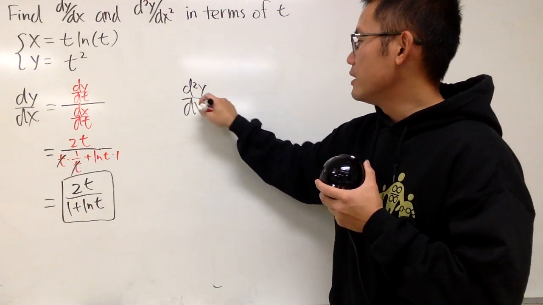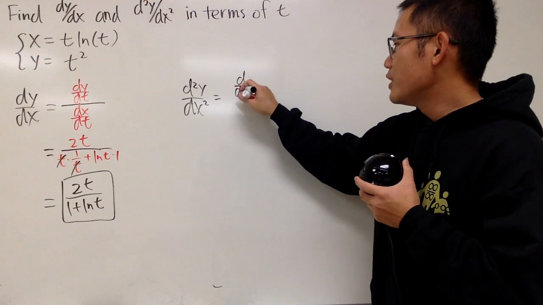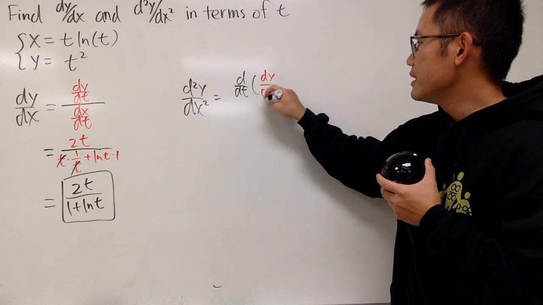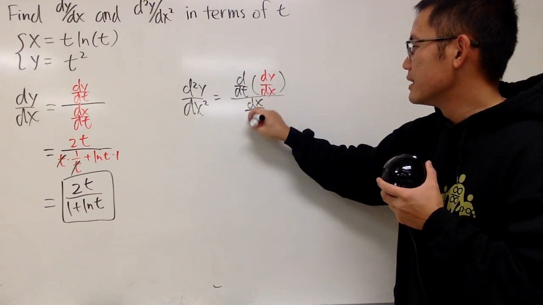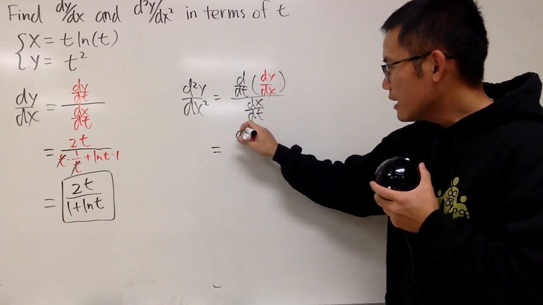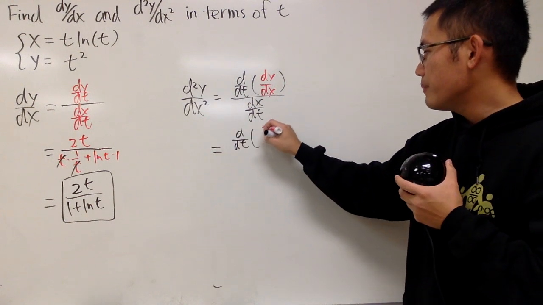Now, d²y/dx². For this one, it's slightly trickier, but don't worry, you guys can do it too. All right, we are going to differentiate our first derivative. So let me just put this down, dy/dx, and then we are going to divide it by dx/dt. So here we go. Let's take a look at what the derivative of this looks like.